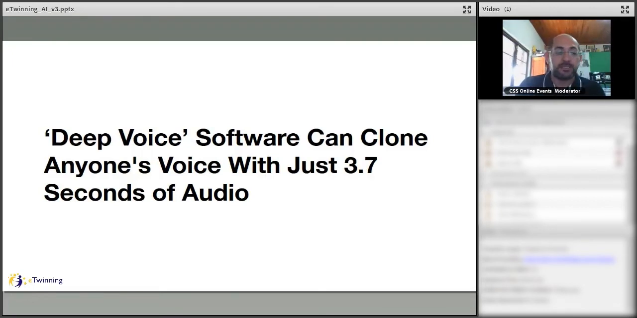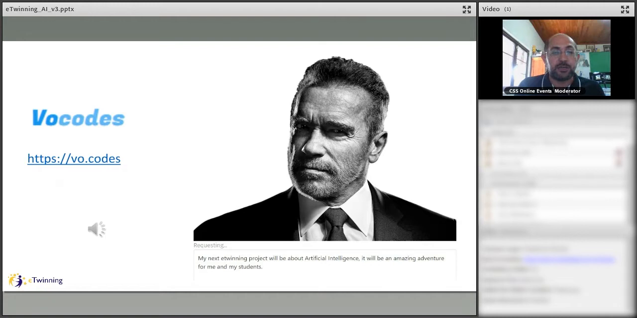Okay, so this is another of the challenges around here. This one is a very nice one, at the same time it could be a dangerous one, right? But you can try it. It's called Vocodes. And you just have to write a sentence here, a phrase, and public personalities will be saying what you are writing here. I have an example here.